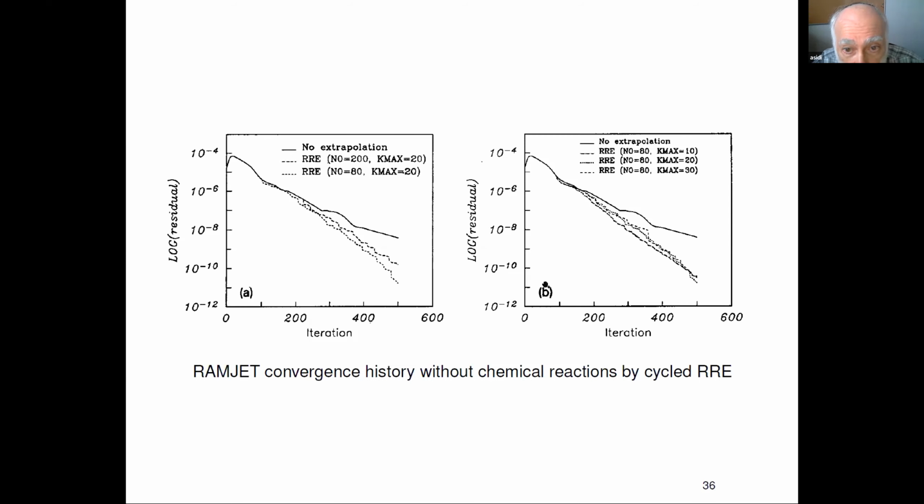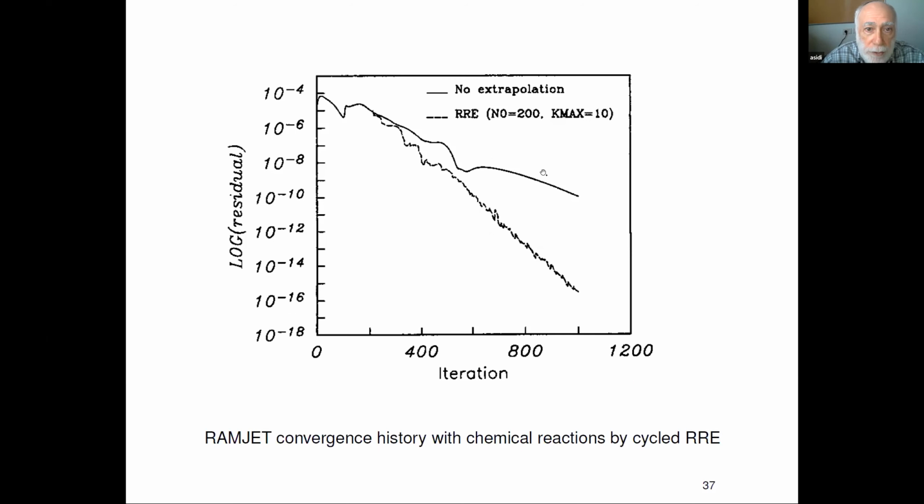Okay, so let me show you this. Here the upper curve is no extrapolation. This is with extrapolation, with RRE. The same thing over here. The interesting stuff is this one, with the chemical reactions. You can see here no extrapolation, this one like this, and with Kmax you end up with this. So you can see that there's dramatic convergence acceleration in this case.